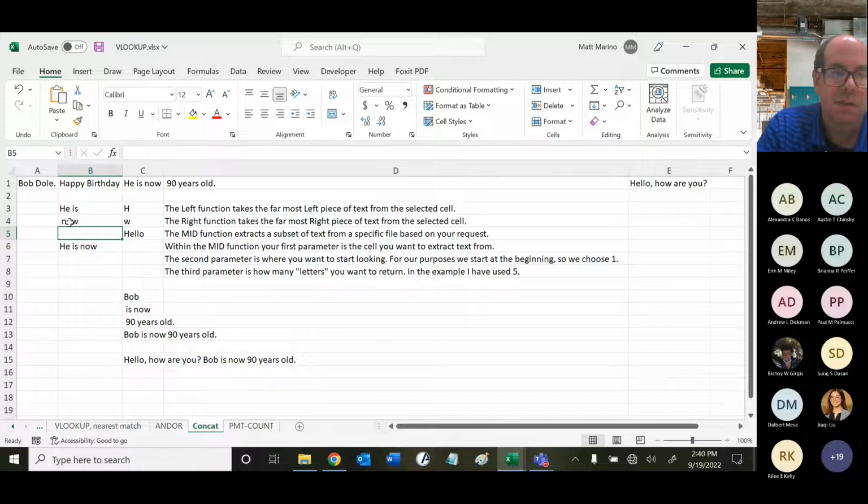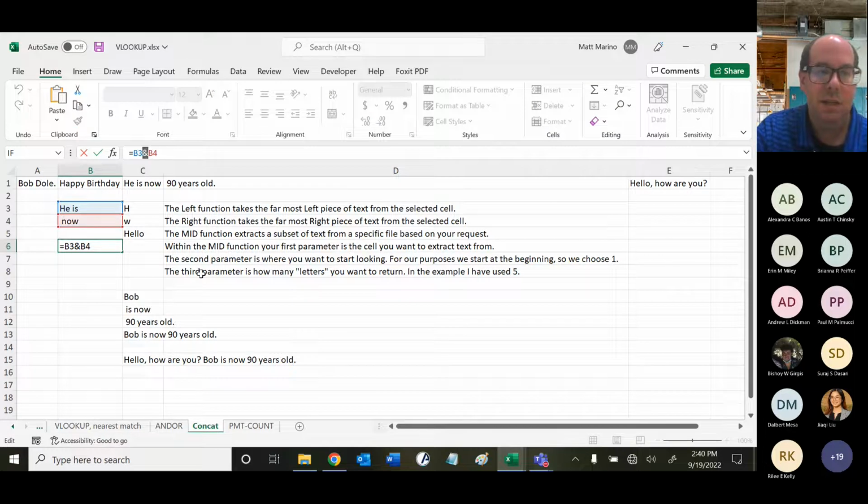And now you notice that cell B4, there's a space, and then the word now. And when we concatenate them together, it now says he is now with spaces between them. So this is one way to concatenate strings. Just simply put the ampersand in between them. I will show you another way momentarily.